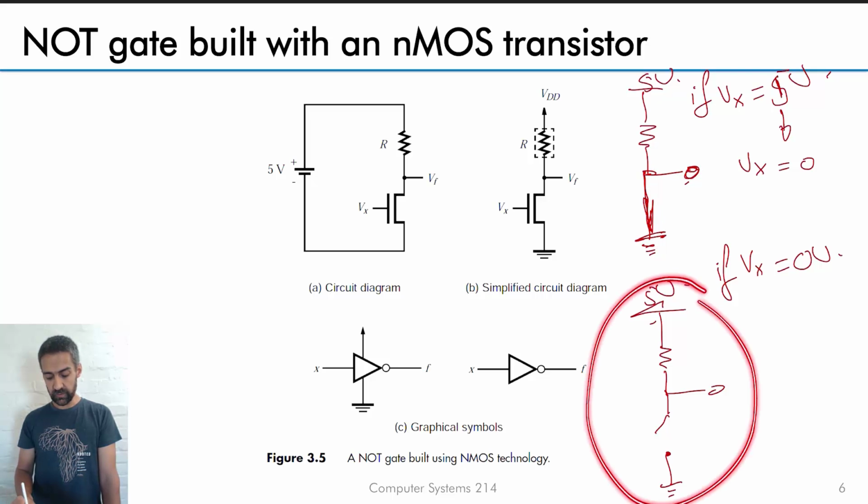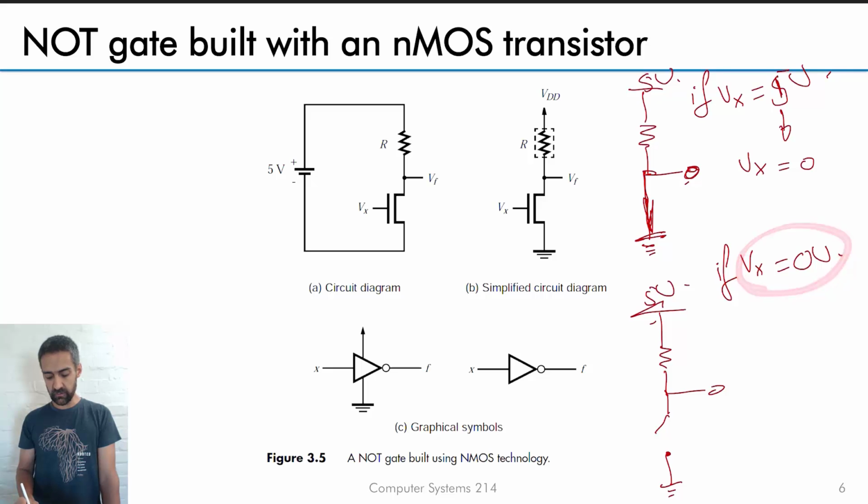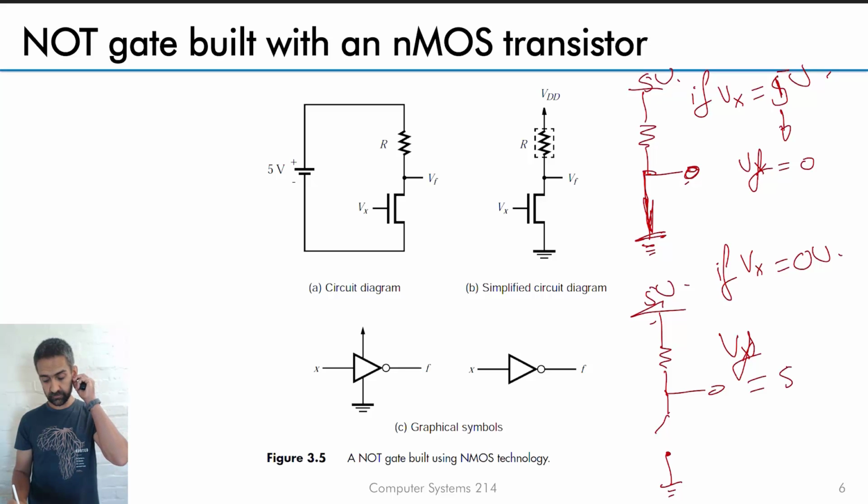On the other side, for the secondary case, if Vx is equal to 0 volts, this is open circuit, so no current flows there. All the current flows here if there's current, but there need not be current. The voltage level at this point is equal to this. The reason is especially that almost no current flows or zero current flows. There's a very small voltage drop across here or zero voltage drop if there's nothing connected on the output. The effect of this is that Vf, beg your pardon, Vf is equal to 5 volts, which means we've built a NOT gate.